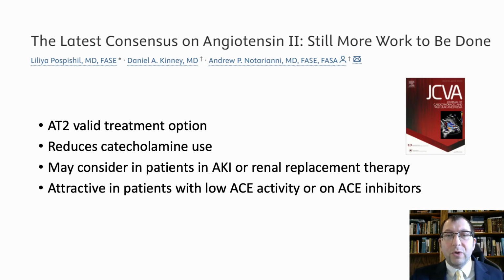Until more conclusive results from randomized trials shed some light, a January 2025 editorial at JCVA came to the following expert consensus.